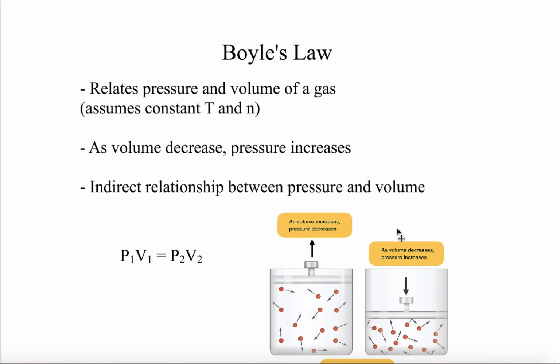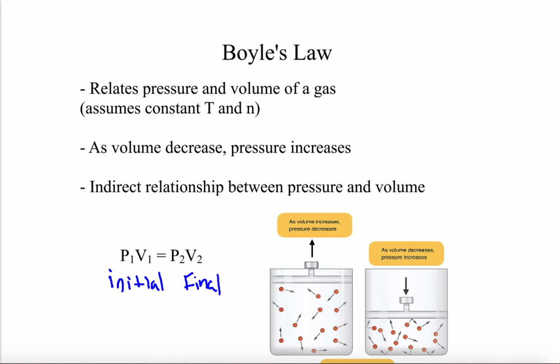You can see here in this picture that as the container got smaller, the particles were bouncing around more. Now remember that pressure is also a measure of the number of collisions that these particles are making. So if there's a tighter space for them to move around, obviously there's going to be more collisions, hence a higher pressure. Now the equation for Boyle's law follows as P1V1 equals P2V2. The initial pressure and volume is equal to the final pressure and volume.